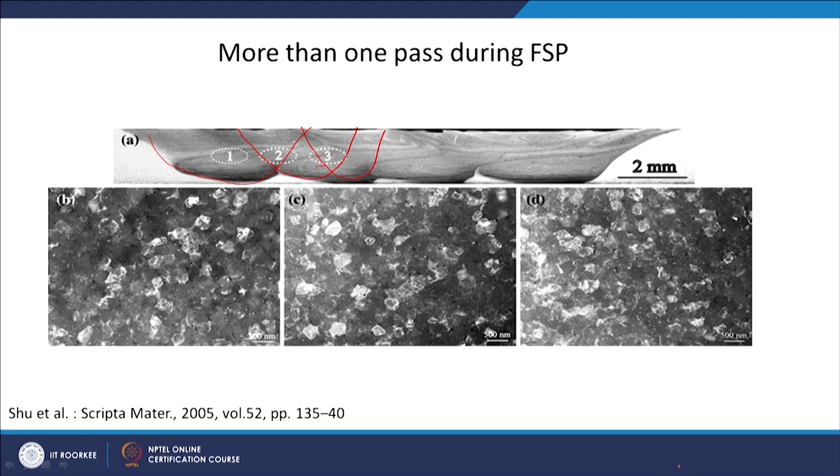But the important thing is to understand what will be the effect on the microstructure, because you are continuously deforming, continuously exposing your material to high temperature. So, what will be the effect of, let us say, the second pass on the first pass, or the third pass on the first pass and so on.